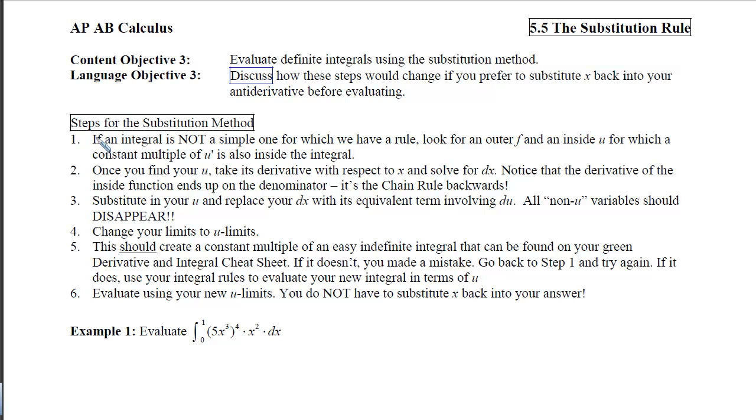So let's just read through these steps really fast. Number 1 is the same, number 2 is the same, number 3 is the same. What's different is that we are now going to change our limits to u limits. And when we do that, we'll create that constant multiple of an easy indefinite integral, just like we did before. And then when we evaluate, we will not have to go back to x's because we can just evaluate using the new u limits. So we'll see this in action with our examples.